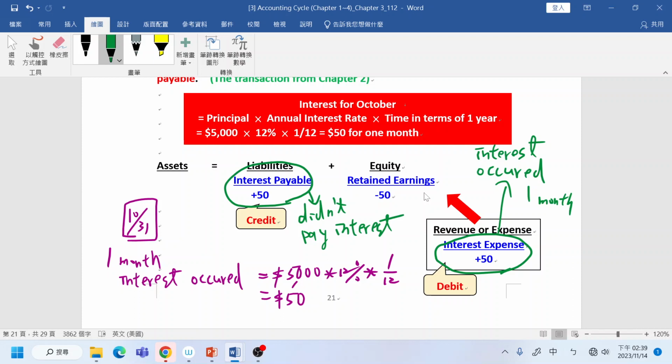Okay, any questions for this one? Transaction 2 is quite common, normal situations we have. So you will find out that kind of situation since today to your whole life.